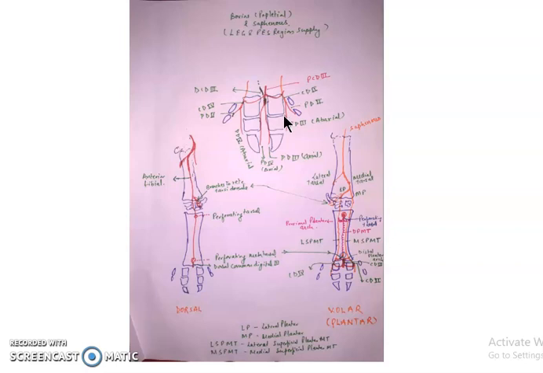So, this is about the arterial supply, external iliac artery, detailed explanation of the bovine.